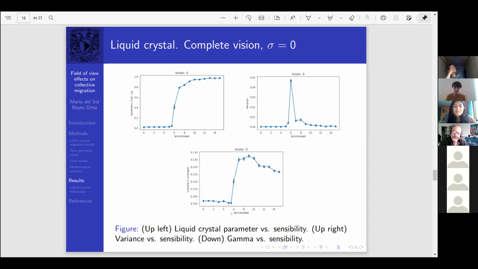We can also plot the sensibility versus the gamma parameter. The gamma parameter basically tells us how our particles are distributed over the space. If it's 0, it means that they are all over the space. But if it's 1, it means that they are concentrated in points. In this case, we can see that also when sensibility reaches 6, we have this change of gamma because our particles stop being all over the space and start being aligned in some specific points, forming these bands. So the gamma parameter goes up.